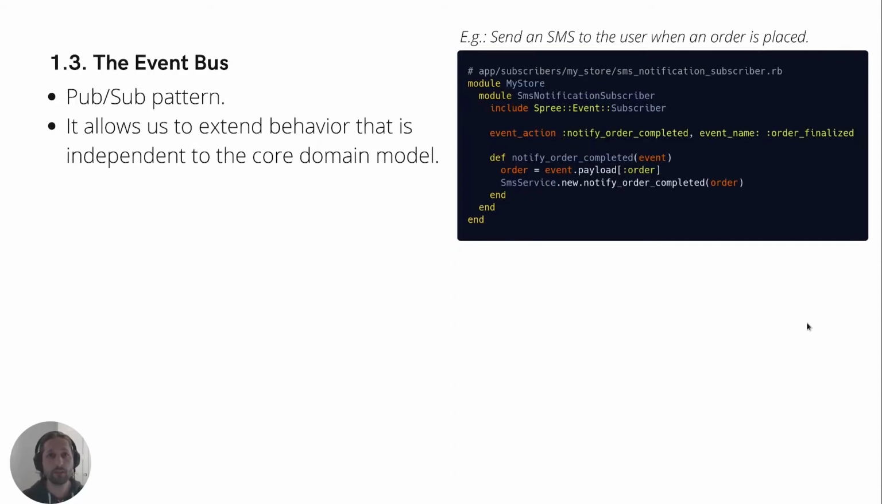Lastly, we have the event bus. It's a publish-subscribe pattern to extend behavior independent from the core domain model. Here, a subscriber module sends an SMS whenever an order is completed. We're not going to look into it in detail now, as it's a topic for the rest of this talk.